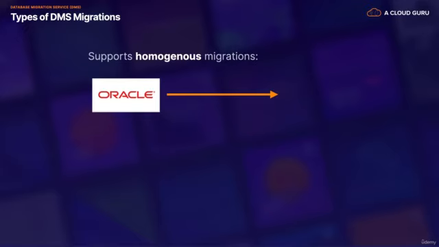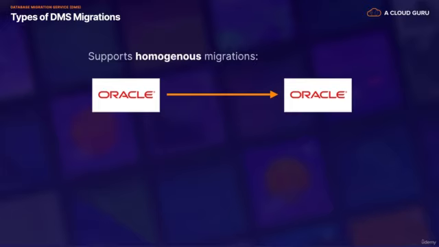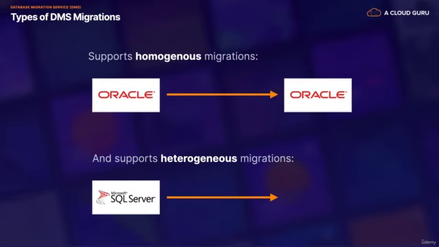So let's look at the different types of database migration. It supports homogeneous migrations. A homogeneous migration is, let's say you've got an Oracle database that's on-premise and you want to migrate it to an Oracle database that sits on AWS. But it also supports heterogeneous migrations, and this is far more interesting. So let's say you've got Microsoft SQL Server on-premise, but you want to move this data over to Amazon Aurora. You can do this using Database Migration Service because it supports heterogeneous migrations.